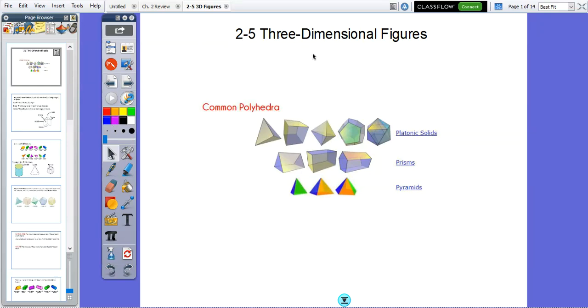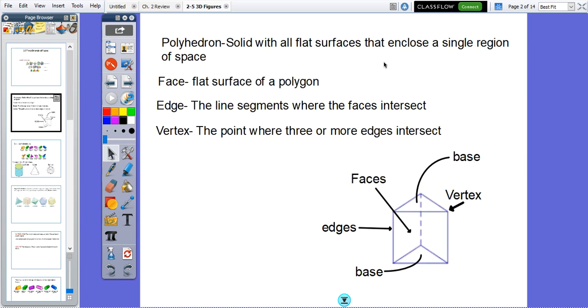Today we're talking about three-dimensional figures. Let's go over some verbiage that we'll be looking at. We're talking about common polyhedrons, which is just a generic name for three-dimensional figures. When we talked about two-dimensional figures, we called them polygons, meaning multiple sides. Well, polyhedrons mean multiple surfaces, so they're enclosed in one range.